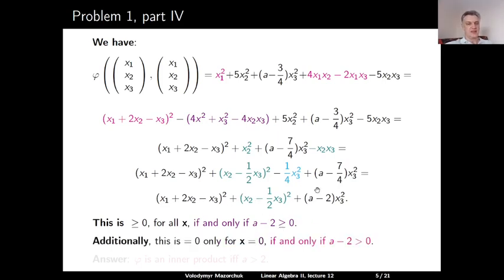Additionally, this expression attains the zero value only in the point 0, 0, 0, if and only if all coefficients at our squares are non-zero. In other words, a minus 2 is greater than 0. Therefore, the answer is that our function is an inner product if and only if a is greater than 2.